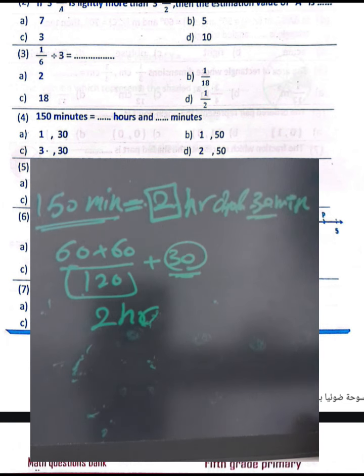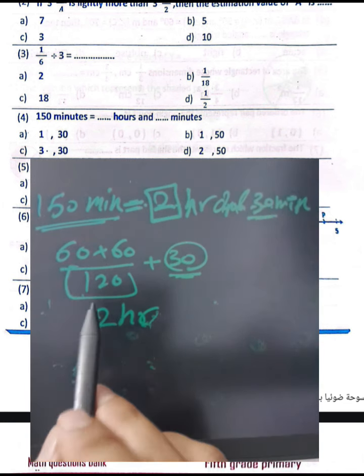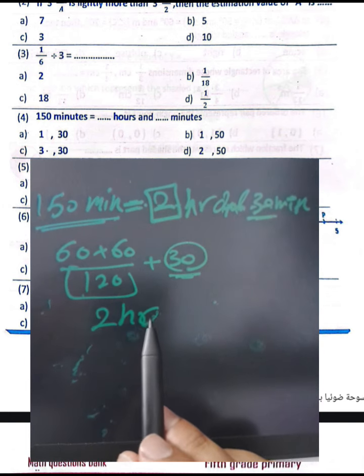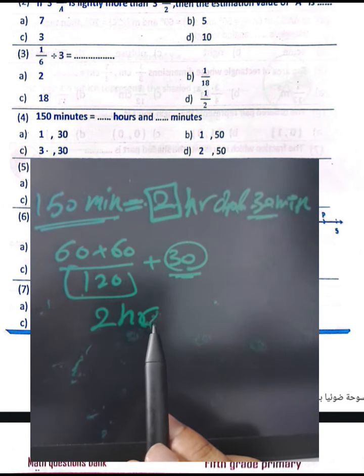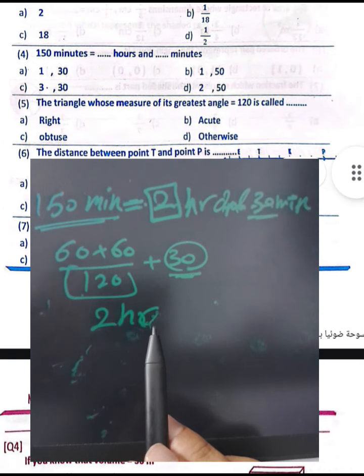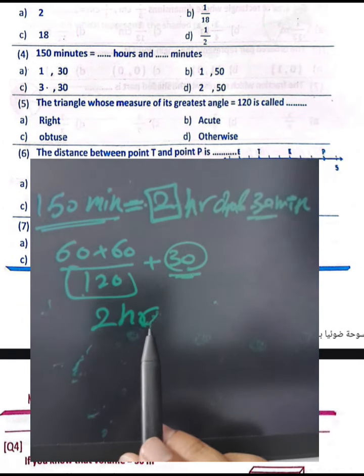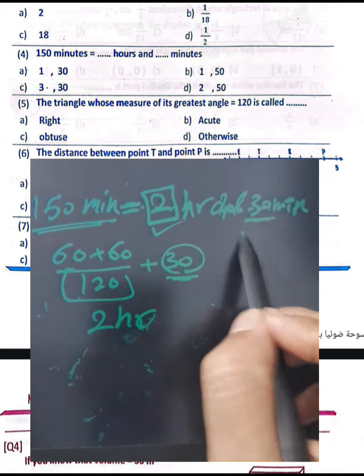Again, we have 150 equals 120 plus 30. You must cancel this number 50 and write 30. The result here was wrong. Okay, the true result is 2 hours and 30 minutes.